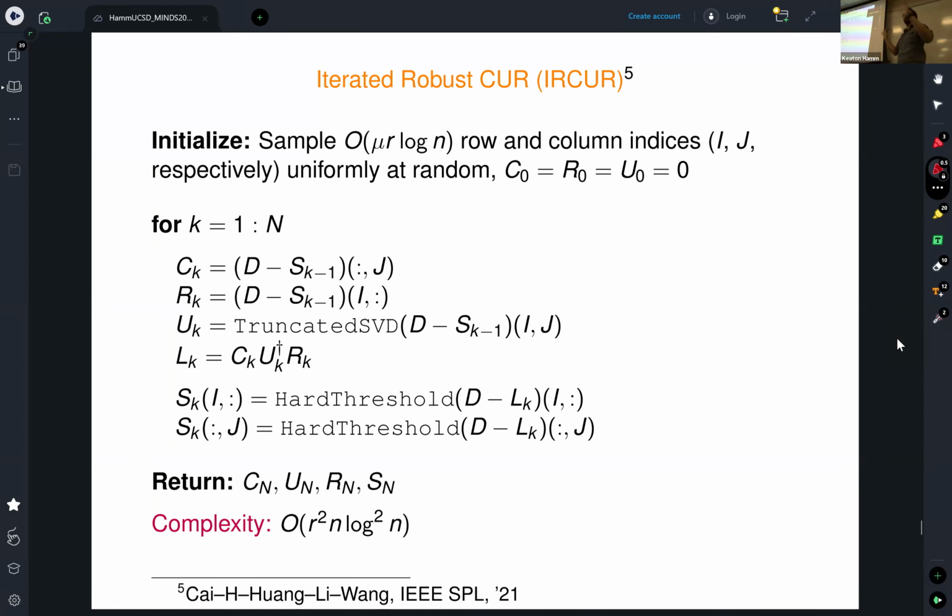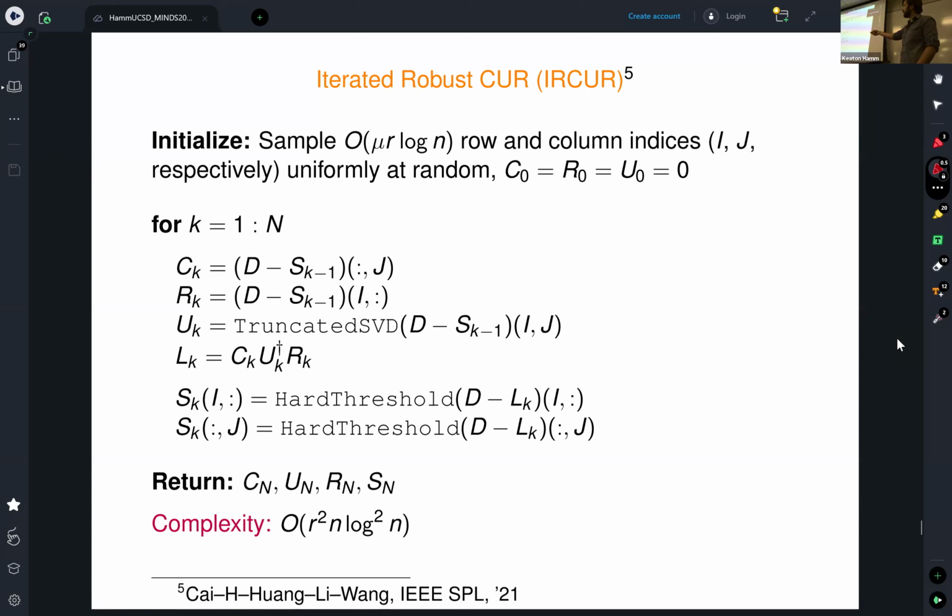Okay, so I'm never going to view the rest of the matrix necessarily. I fix a set of row and column indices, and I assume I've sampled incoherence r log n. I do an initialization where I just set my column and row guesses for the low rank part to be 0. And what I'm then going to do is this iterative thing of low rank approximation and hard thresholding to capture L and S.